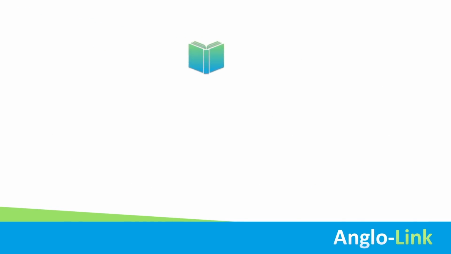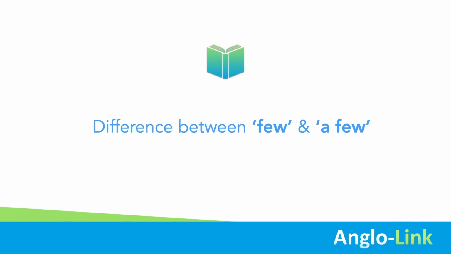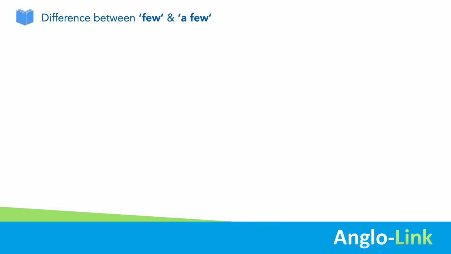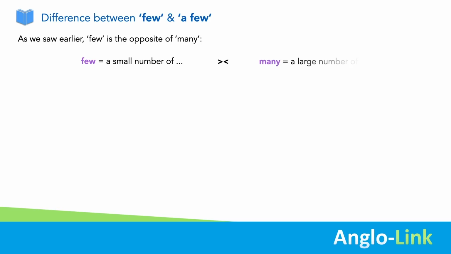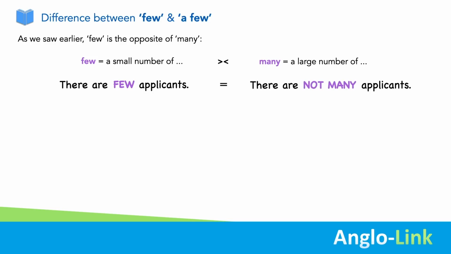Okay, let's have a look at few and a few. As we saw earlier, few is the opposite of many. So few means a small number of things, whereas many means a large number of things. So if I say "there are few applicants," I mean there are not many applicants. Few means not many.